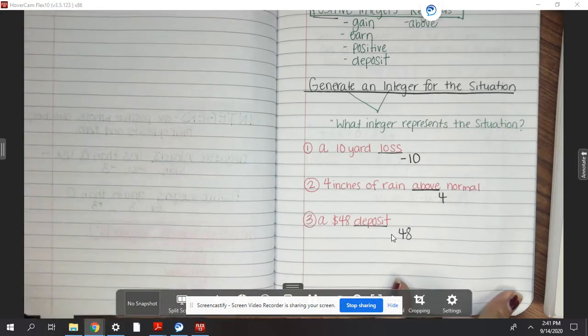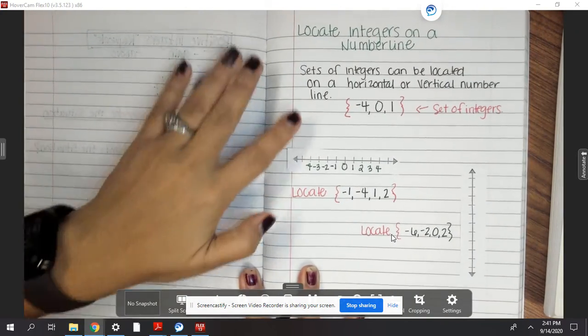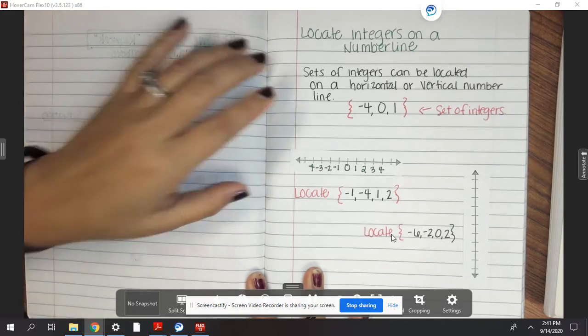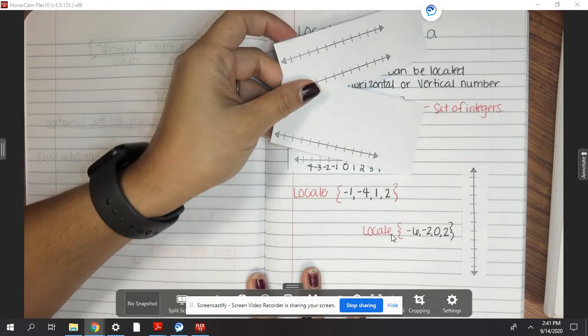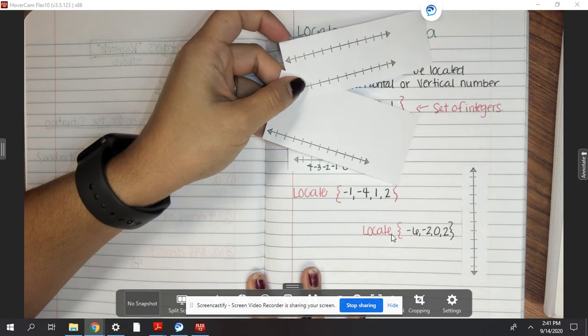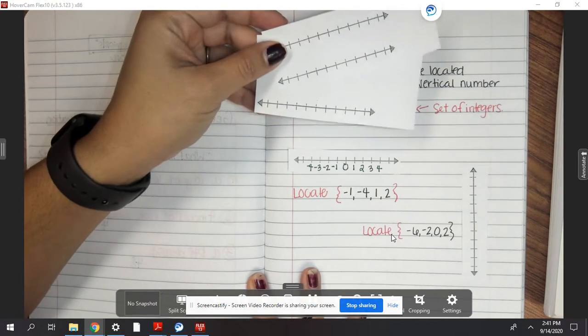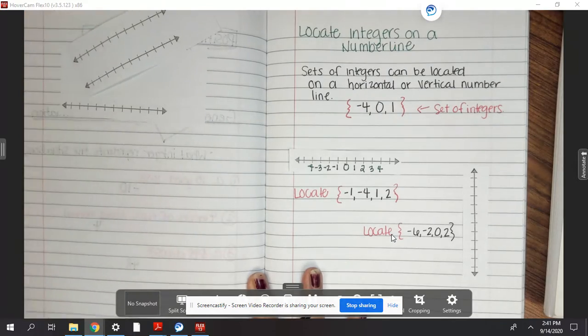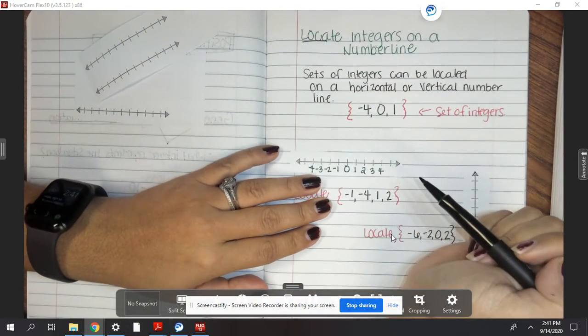Okay? Moving on. The second part of our lesson is locating integers on a number line. So we've looked at number lines. You guys got these number lines as well. If you are not very good at drawing, you can use these or you can draw your own. It's up to you. But we're going to be looking at how we can locate integers on a number line.